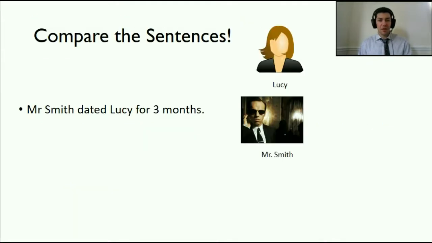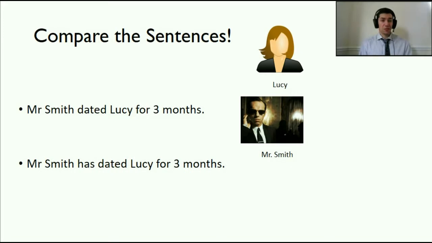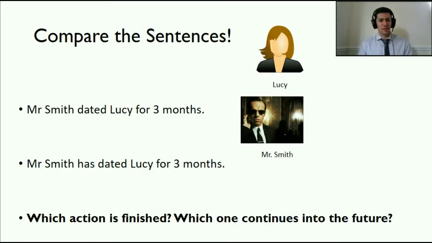So let's compare these sentences now with Mr. Smith. Mr. Smith dated Lucy for 3 months. Mr. Smith has dated Lucy for 3 months. Are these the same, or do they have a different meaning? Which action is finished, and which one continues to the future, or which one is unfinished?